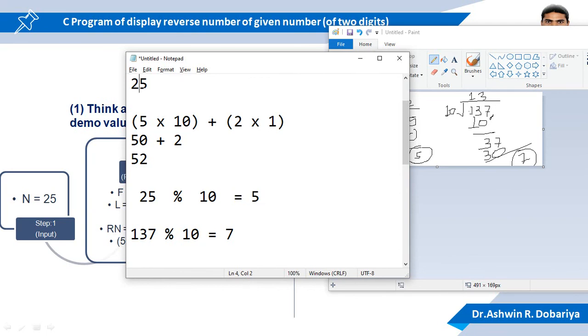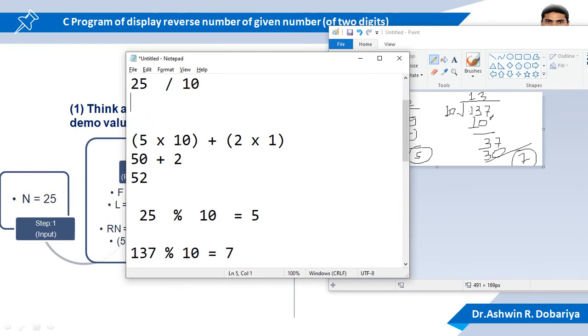For the first digit, suppose I divide by 10, like 25 divided by 10. As per mathematics the output is 2.5, but we already discussed in the previous video that 25 is an integer and 10 is also an integer, so it will give only the integer part. It will automatically ignore the 0.5, so here it will give only 2. So dividing by 10 separates the first digit, and modulus 10 separates the last digit, right?